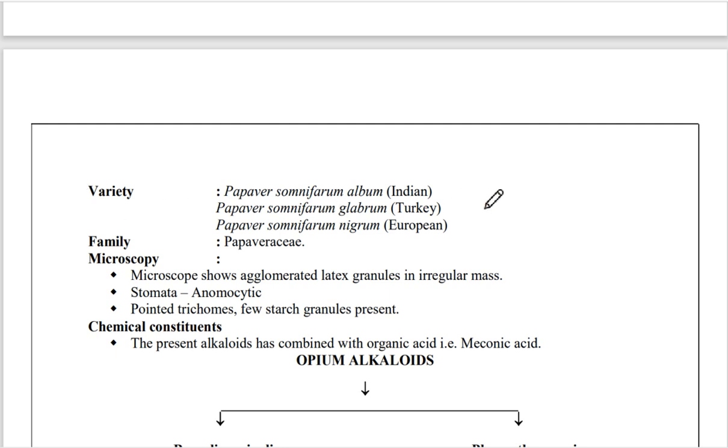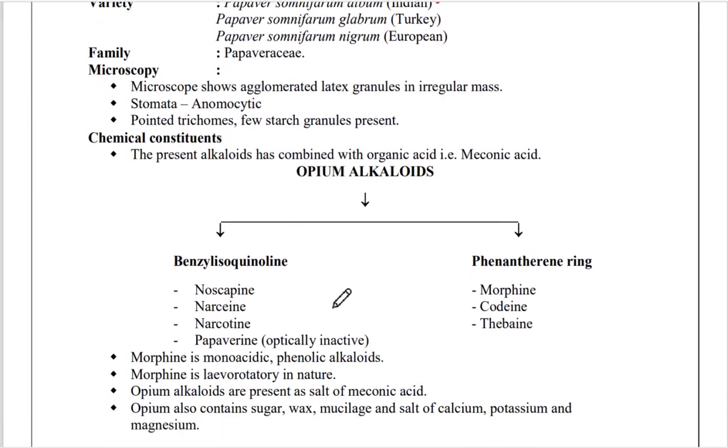Okay, the variety Papaver somniferum album, that is the Indian category, and there are also Turkish and European categories. So you just need to remember the album one. Then the family is Papaveraceae. Microscopy shows agglomerated latex granules in irregular mass, and the stomata, which for Rauwolfia and Vinca was anisocytic, here it is anomocytic. Okay. The chemical constituents are combined with an organic acid called meconic acid.